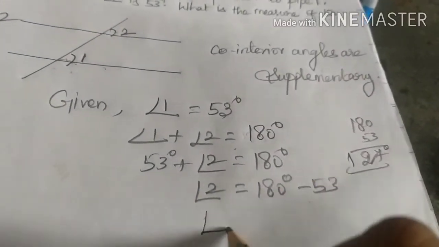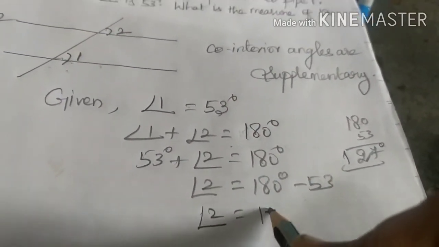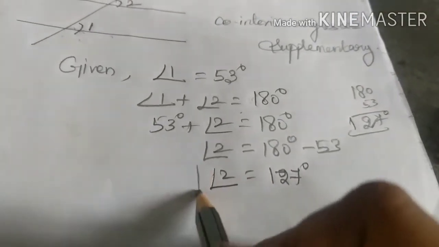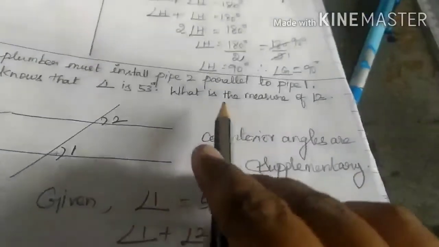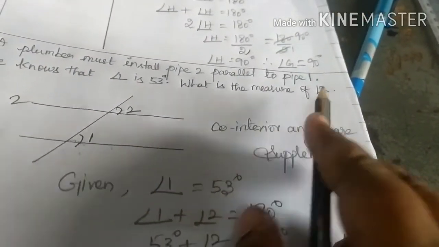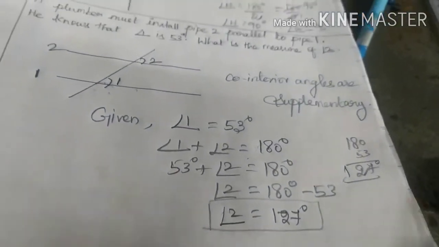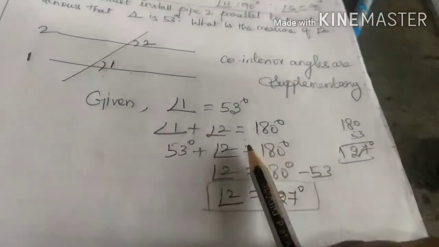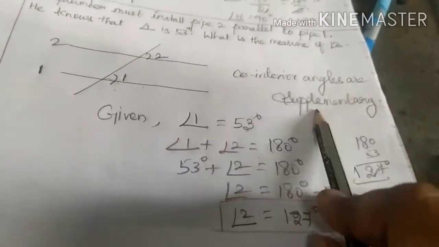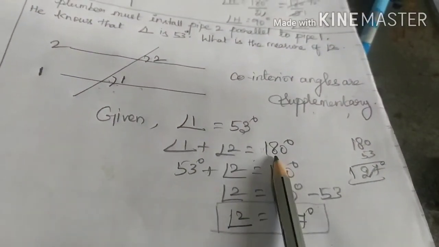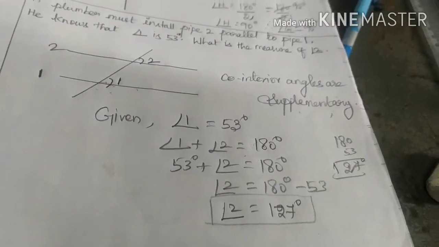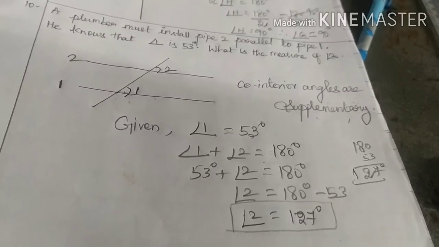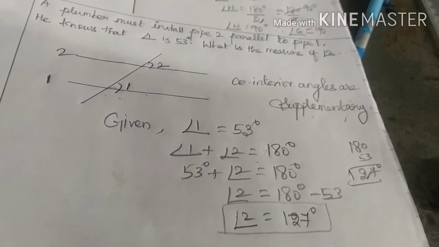Okay, are you clear? Angle 2 equal to 127 degree. What is the question they asked? What is the measure of angle 2? So angle 2 is 127 degree. Okay, are you clear children? Very much easy. Why have I given this 180 here? Co-interior angles are supplementary, so I have given the 180 degree here. Very much simple sum. Listen to it carefully, watch the video till the end, then only you can understand all the sums.